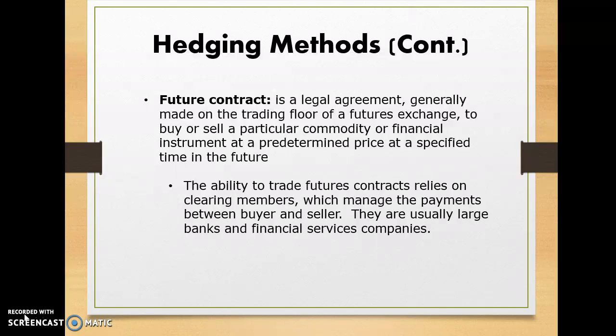Another hedging method is a futures contract, which is a legal agreement that is generally made on the trading floor of a futures exchange, like the New York Exchange, Chicago Exchange, or London Exchange. This is to buy or sell a particular commodity or financial instrument at a predetermined price at a specified time in the future.